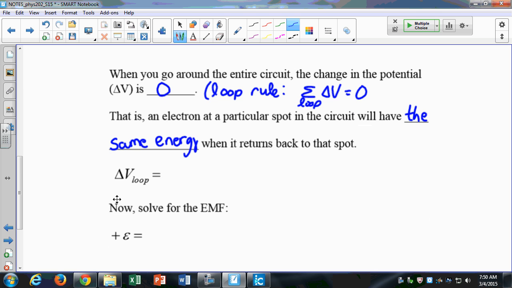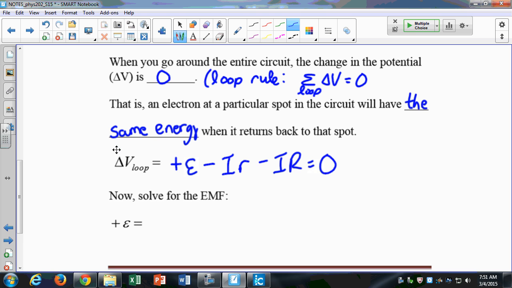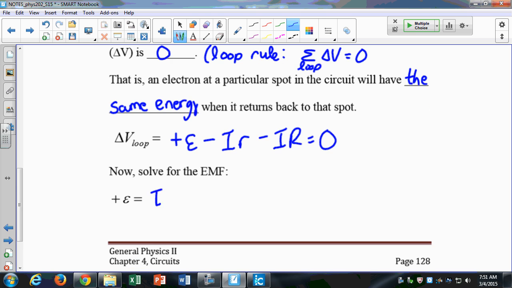All right, so here our delta V for the loop is going to be plus E minus IR minus I big R equal to zero. And then if we want to find the EMF, then we just say IR plus I big R. And that'll find the EMF.